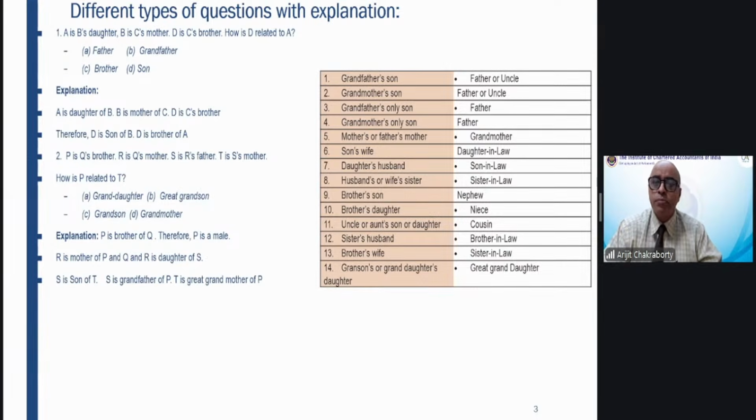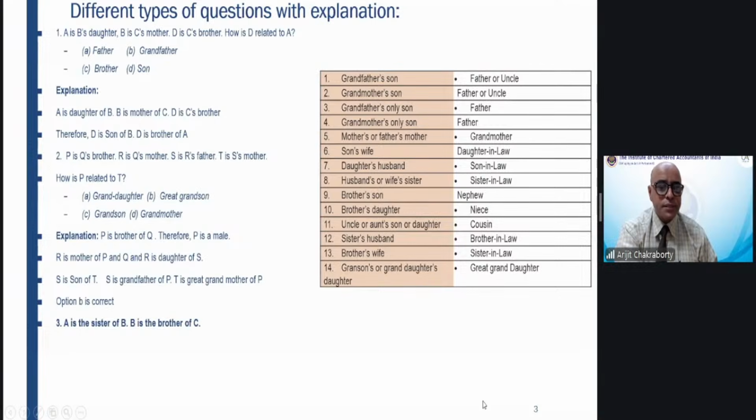In this example number 2 from the study material, we have been able to see that there are multiple generations. P and Q are siblings. Above them you have R, the second generation. Then above R you have S, and finally we have T. So the relation between T and P is great grandmother. So I hope this is clear to all the students. Now we move to the third example.